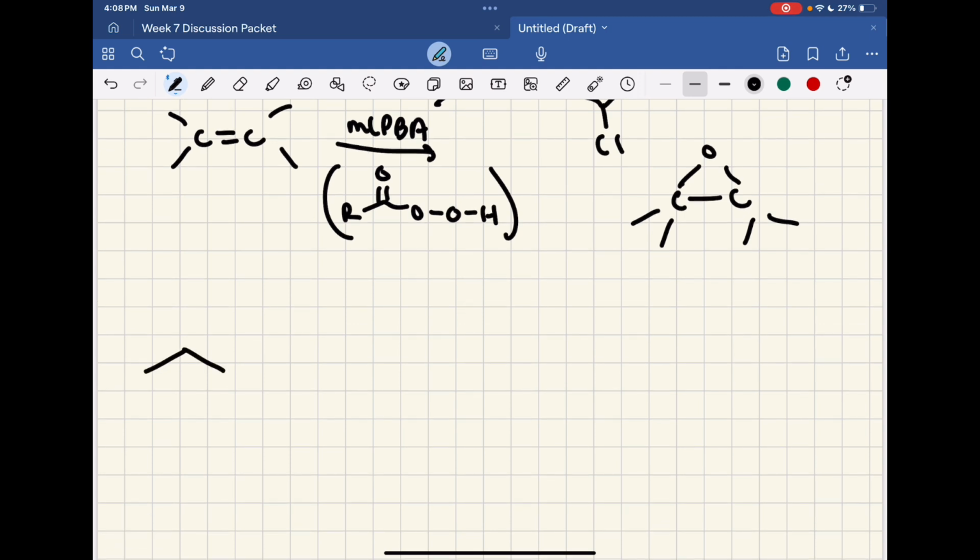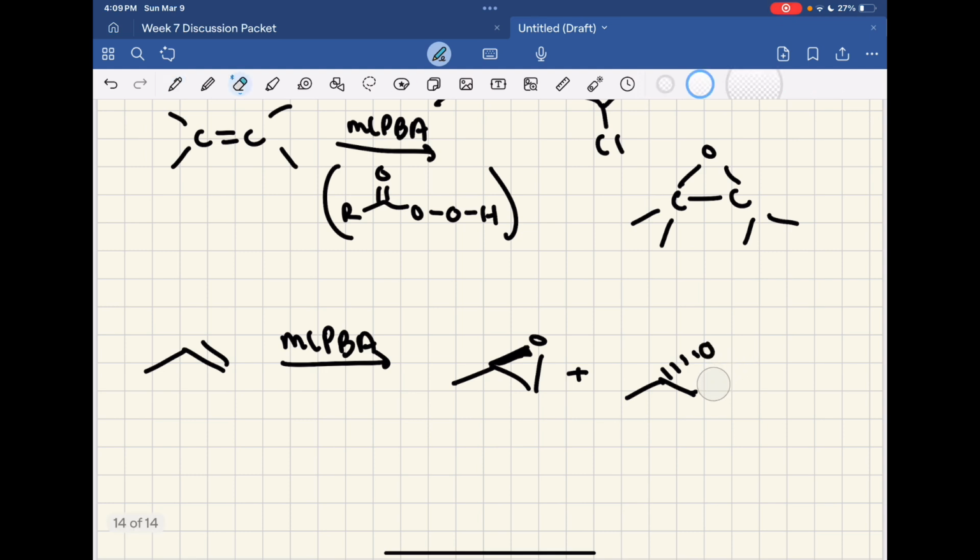So if I did this, MCPBA, the result would be an epoxide that looks like that. So we could attack or approach from the front or the back face. So if we did that from the front face, it would look like that. If it came from the back face, it would look like this. Keep in mind, the left carbon is a chiral center, the right one is not. This is not a chiral center, there are 2 hydrogens. That's why there's no wedge dash orientation.